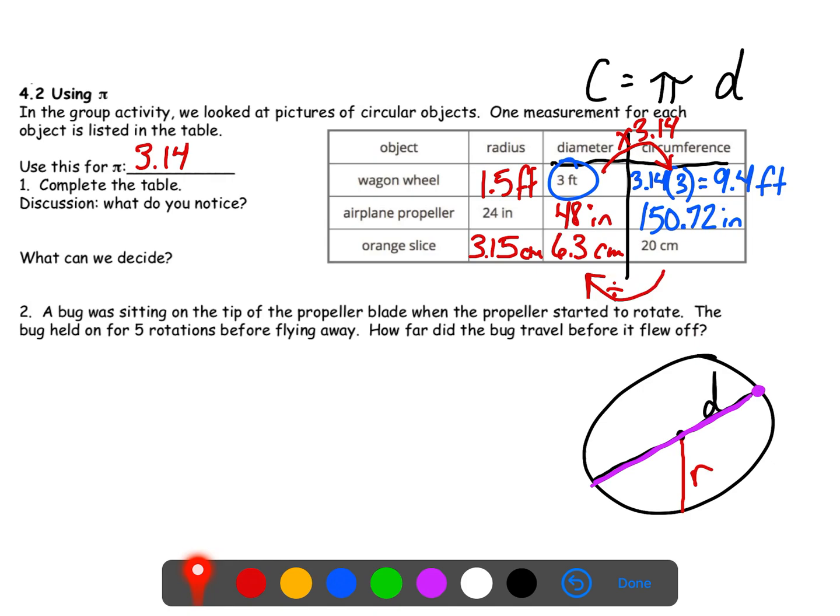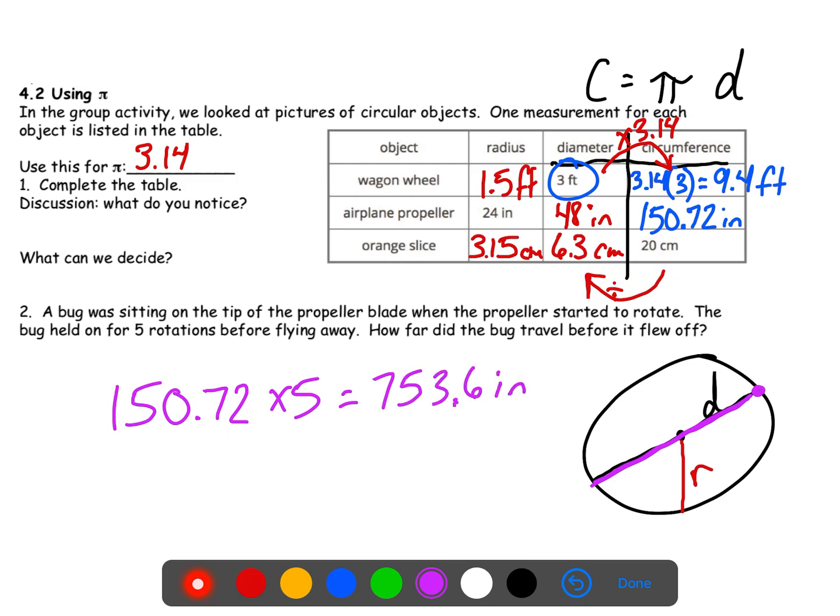So if the airplane propeller had a circumference of 150.72, then let's take that circumference. We're getting 5 rotations out of it, 5 full circumferences, so we'll multiply by 5 and then have a total of 753.6 inches.